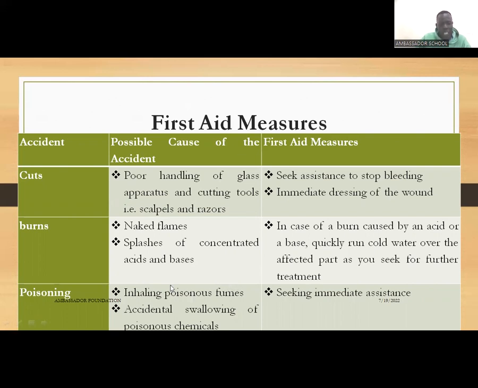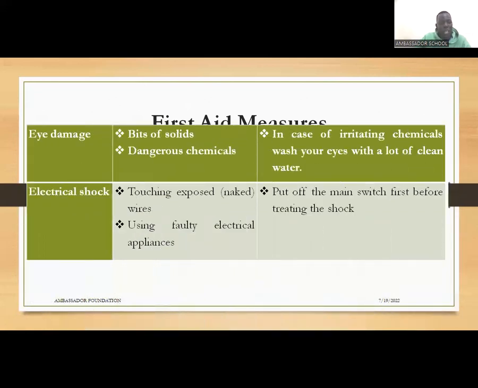We have poisoning. Inhaling poisonous fumes, or you accidentally swallow chemicals. That is poisoning. But it only has one first aid measure. That is, you seek medical assistance. That is it. We have eye damage. Bits of solids or dangerous chemicals can enter your eye. Then it will be a very serious accident. So what do you do? In case of such irritating chemicals, you wash your eye with a lot of clean water.